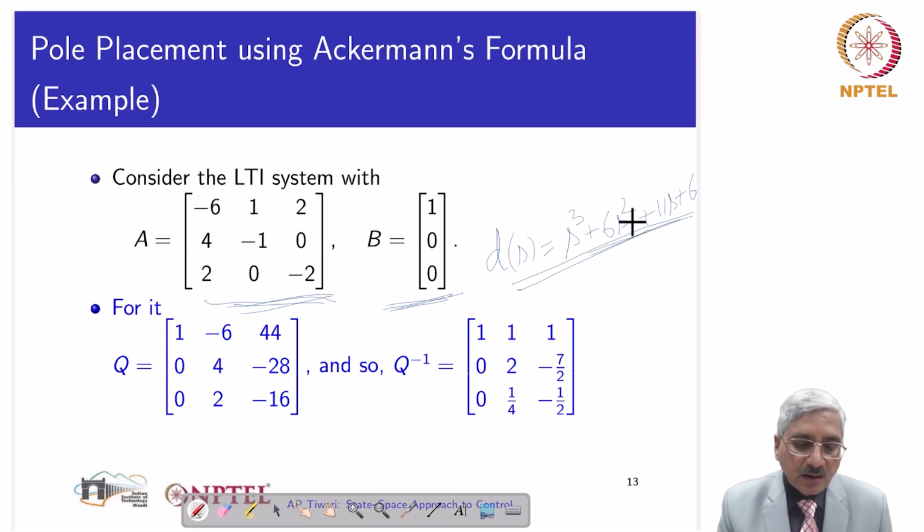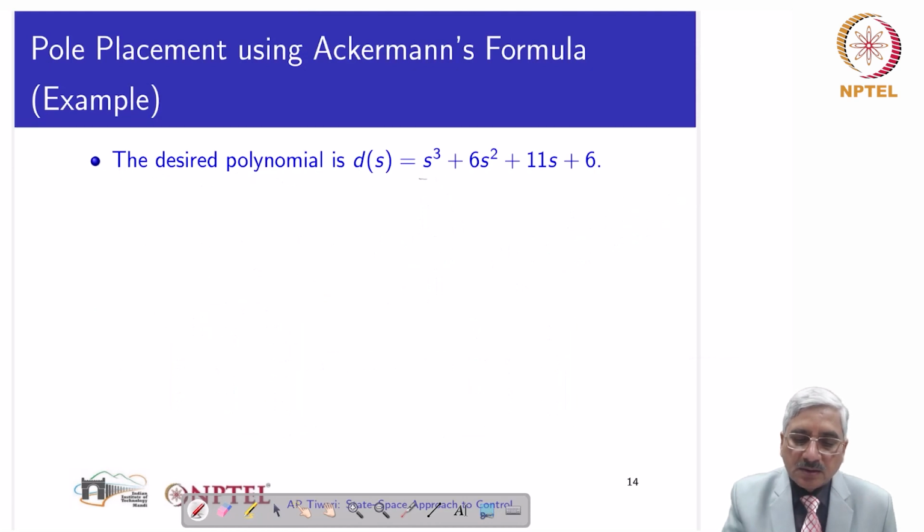So as required in Ackermann's formula, we have to evaluate the Q inverse, and before that we evaluate the Q, which is like this. This B comes here, this will be AB, and this is A square B. We have to evaluate. Then we obtain its inverse, which comes like this. This is the Q inverse.